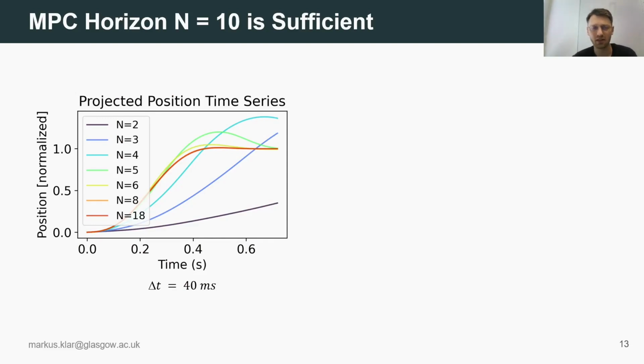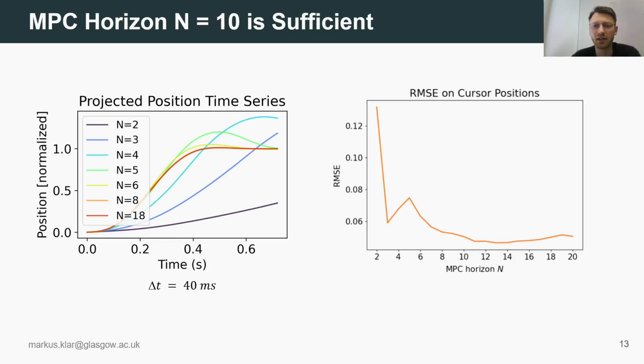This is the horizon, meaning this prediction horizon that we chose. And we can show that for this specific pointing task, a horizon of 10, that is around 400 milliseconds, is enough for a movement that takes 700 milliseconds. Also increasing the MPC horizon would also increase the computation time, and we can see that when we compare our simulations with the user data, increasing the MPC horizon over 10 does not increase the performance.